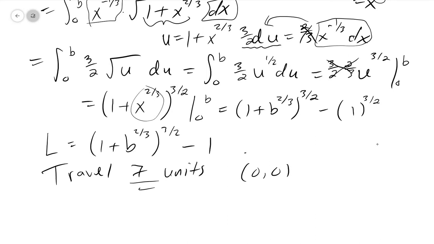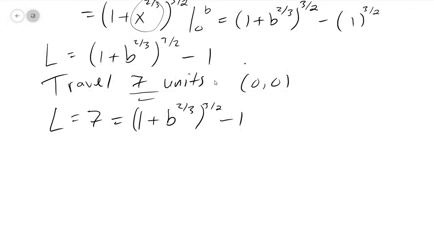Well, if I'm traveling 7 units, that means my length is equal to 7. So I can go ahead and set this arc length that we just solved for equal to 7. And now I want to solve for b because I want to solve for the x coordinate. Remember, our arc length was from x equals 0 to x equals b. So we don't know what this x equals b is, but we're going to solve for it to see if we travel 7 units, where do we end up.